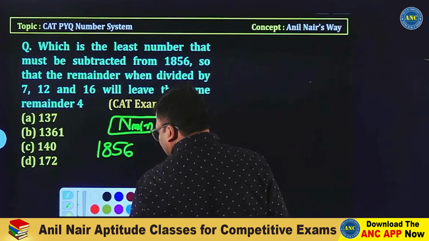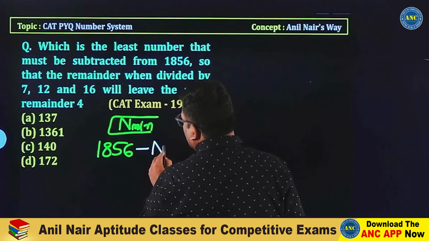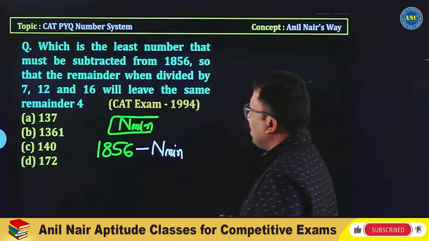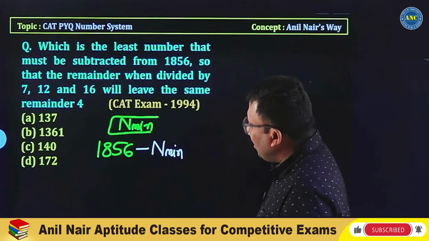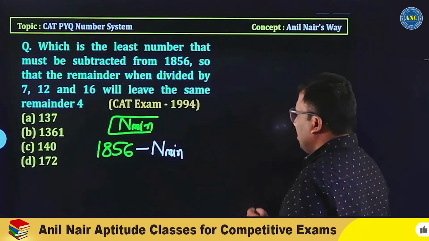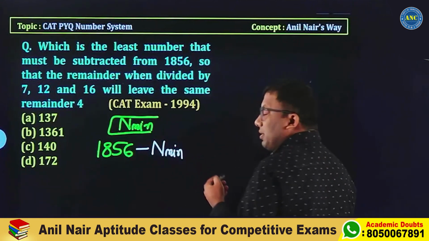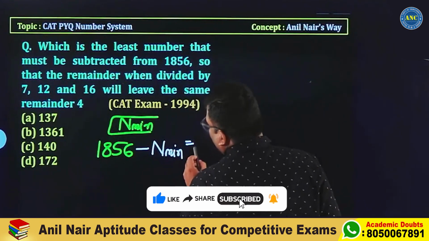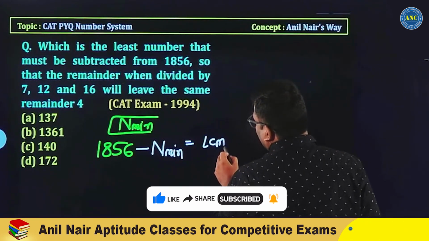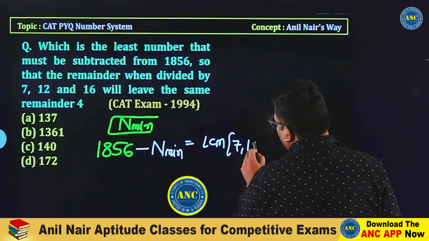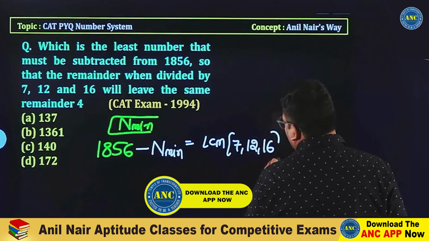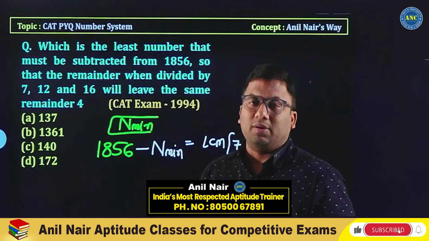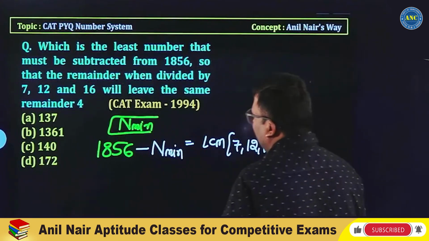1856 is a number. From this number, something should be subtracted such that the number obtained after subtracting from 1856, when divided by 7, 12 and 16, leaves a remainder. The number which is divisible by 7, 12 and 16 is the LCM of 7, 12 and 16. A number which is divisible by multiple numbers will be the LCM.